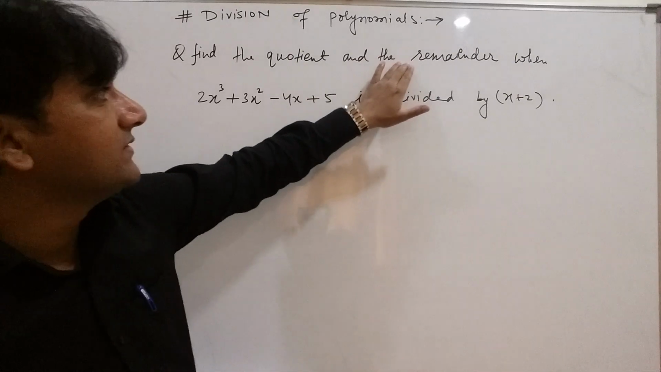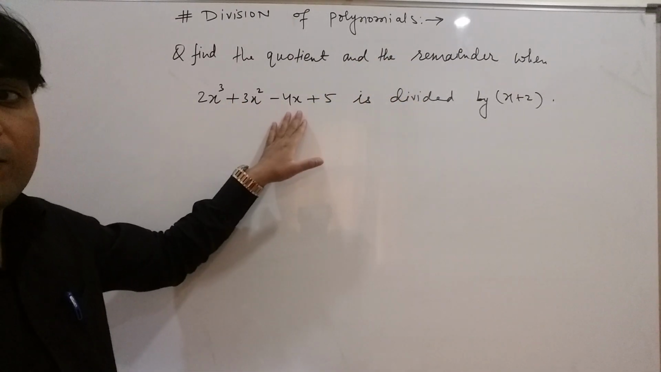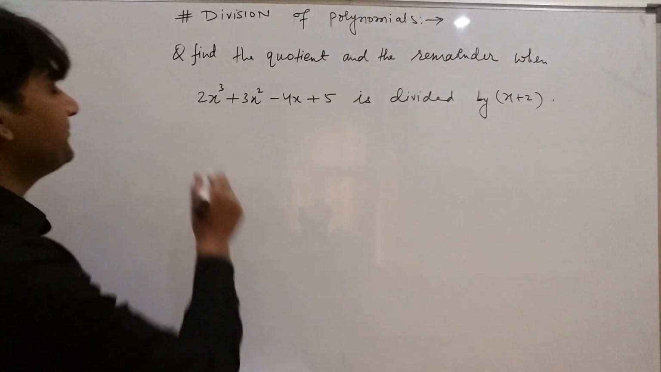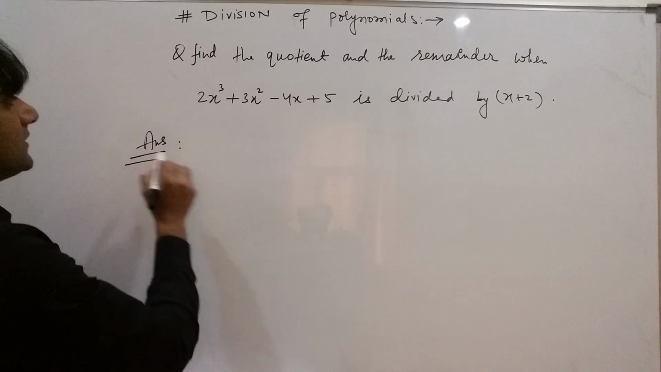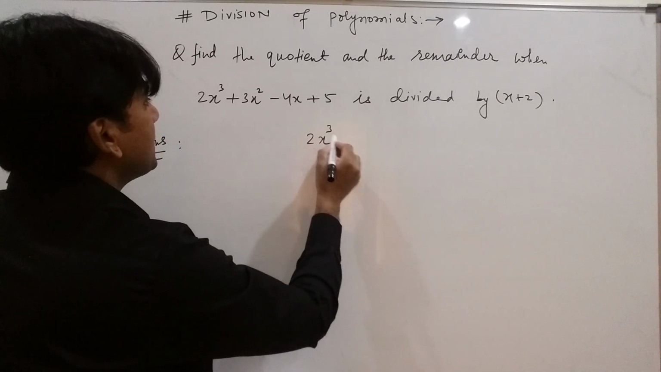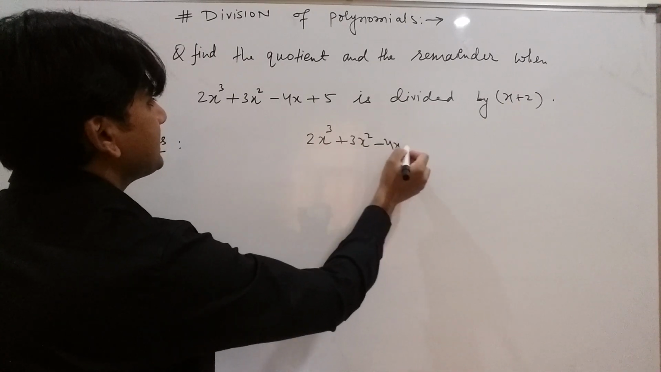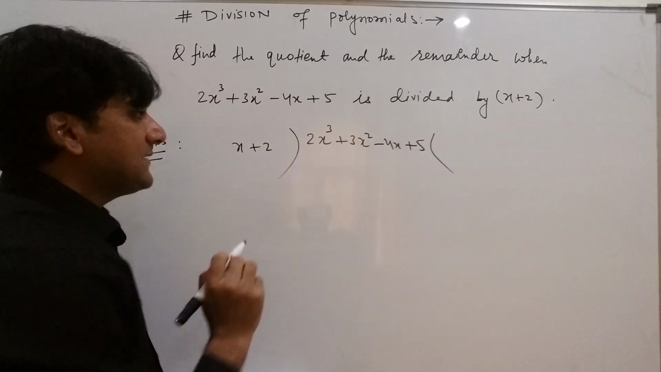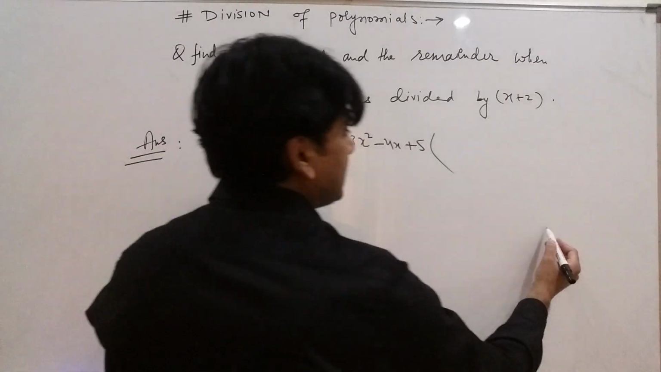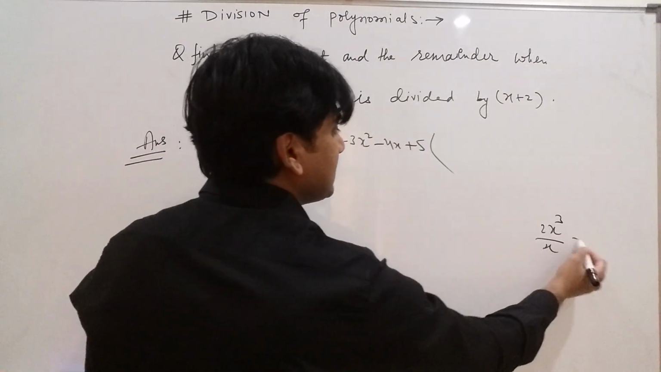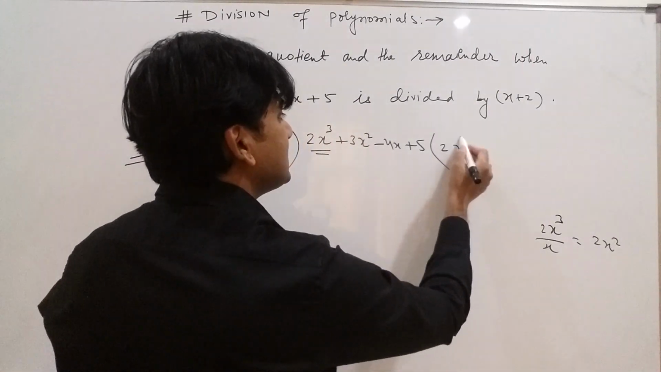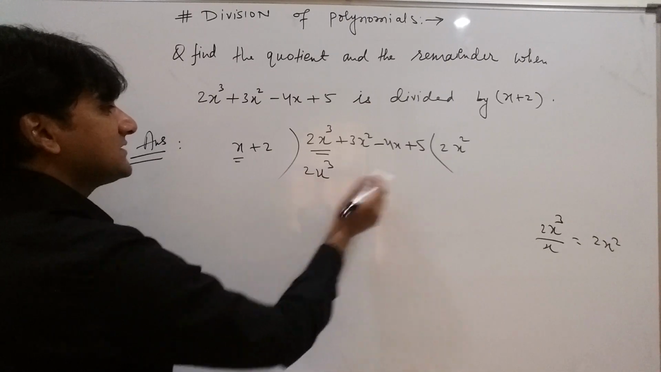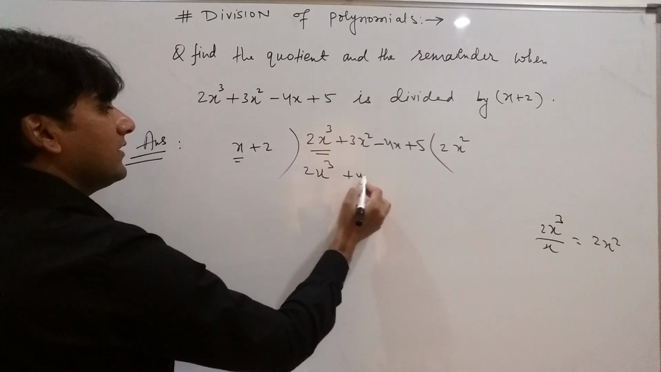Find the quotient and remainder when 2x cubed plus 3x squared minus 4x plus 5 is divided by x plus 2. Okay? So let's get started. This is 2x cubed plus 3x squared minus 4x plus 5 and x plus 2. My first step was to divide this by this. So 2x cubed over x, this is 2x squared. Then this 2x squared will multiply with this x, which is 2x cubed. 2x squared times 2, that is 4x squared.